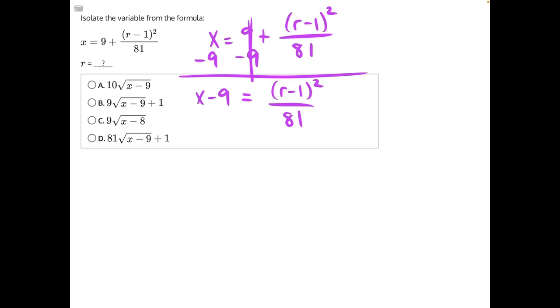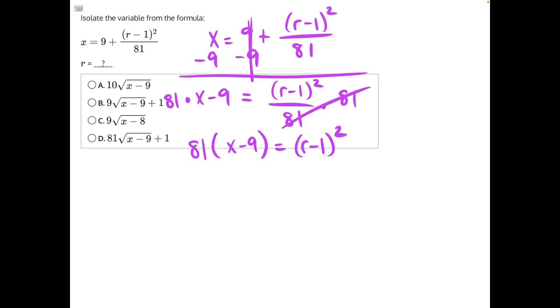Now we need to get rid of this denominator 81. The quantity is being divided by 81, so the opposite would be multiplying both sides by 81. These 81s will cancel, leaving us with 81 times x minus 9. I would leave that undistributed, if I were you, it's going to make the next step a little bit easier. And then on the other side, we're left with r minus 1 to the second power.